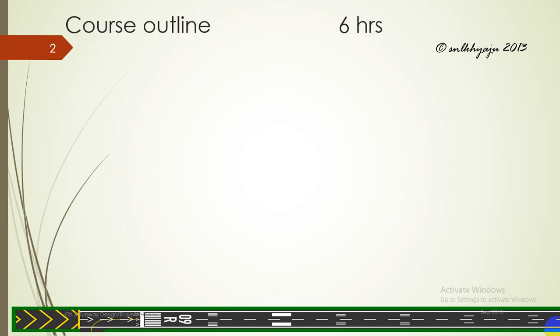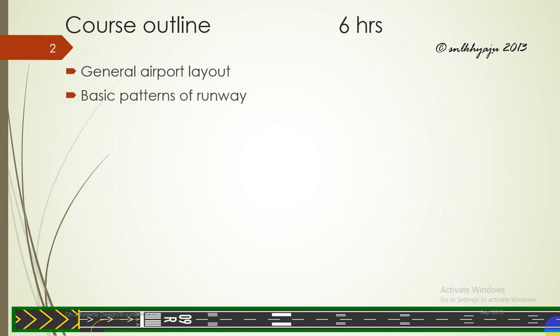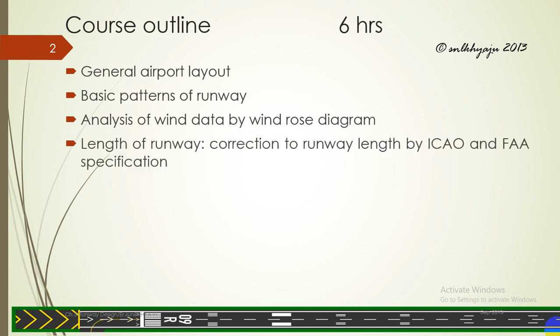Chapter 3, Runway Design covers general airport layout, basic patterns of runway, analysis of wind data by windrose diagram, length of runway, that is correction to runway length by ICAO and FAA specification, and runway geometric design. Chapter 3 runway design covers in 6 hours.